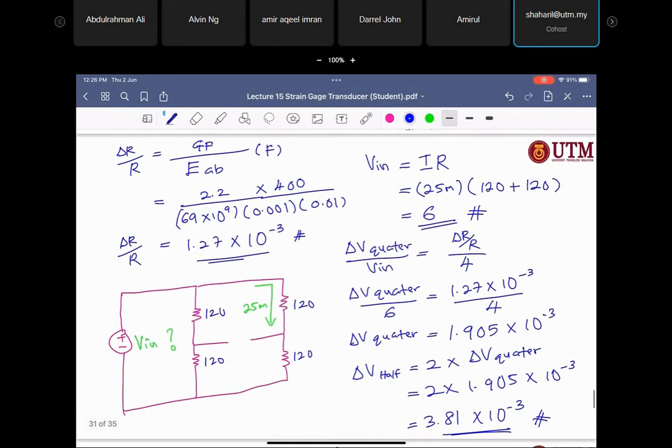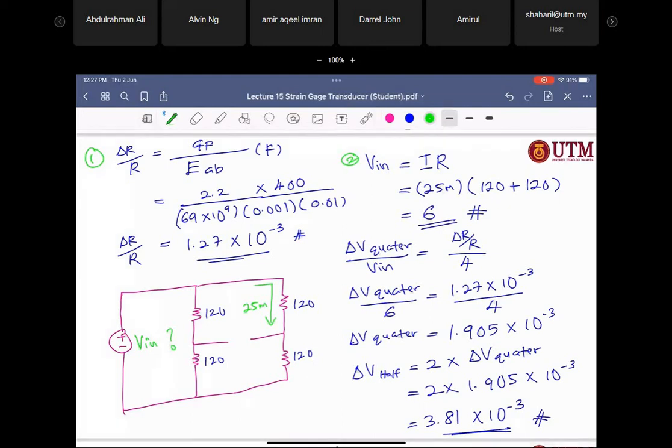I hope it's very, very clear for you. Okay, find this one first and find the V in. Oh, I forgot to record. Good luck. Then number 3, find this one, and number 4, you can find data we have. Okay. Everything clear? Any question? Simple, right? For the strain gauge it is very, very simple.